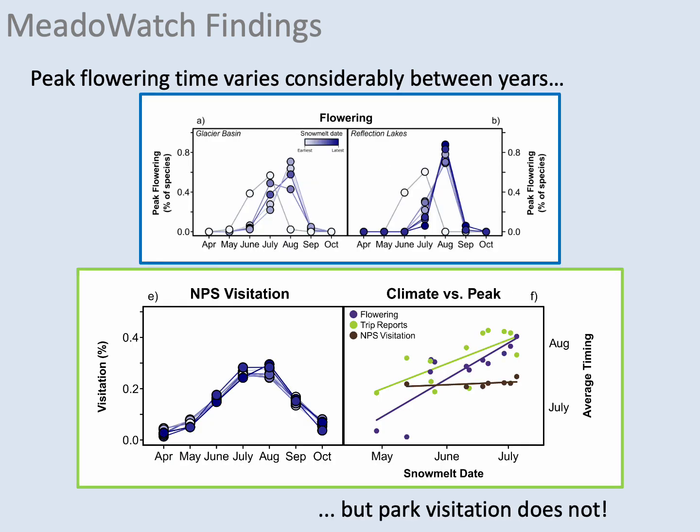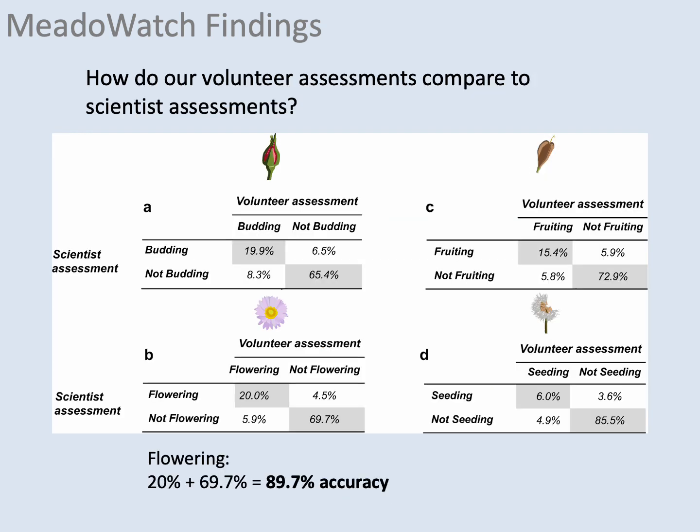This study also looked at visitors and visitor satisfaction to the park, and found that visitation to the park, the graph on the lower left here, remains similar across different years, regardless of snowmelt or timing of peak flowering. So what could this mean? It's likely that in future years, as flowering becomes earlier and visitation remains the same, we could see a decrease in overall satisfaction of visitors coming to the park to see these floral displays due to a social ecological mismatch.